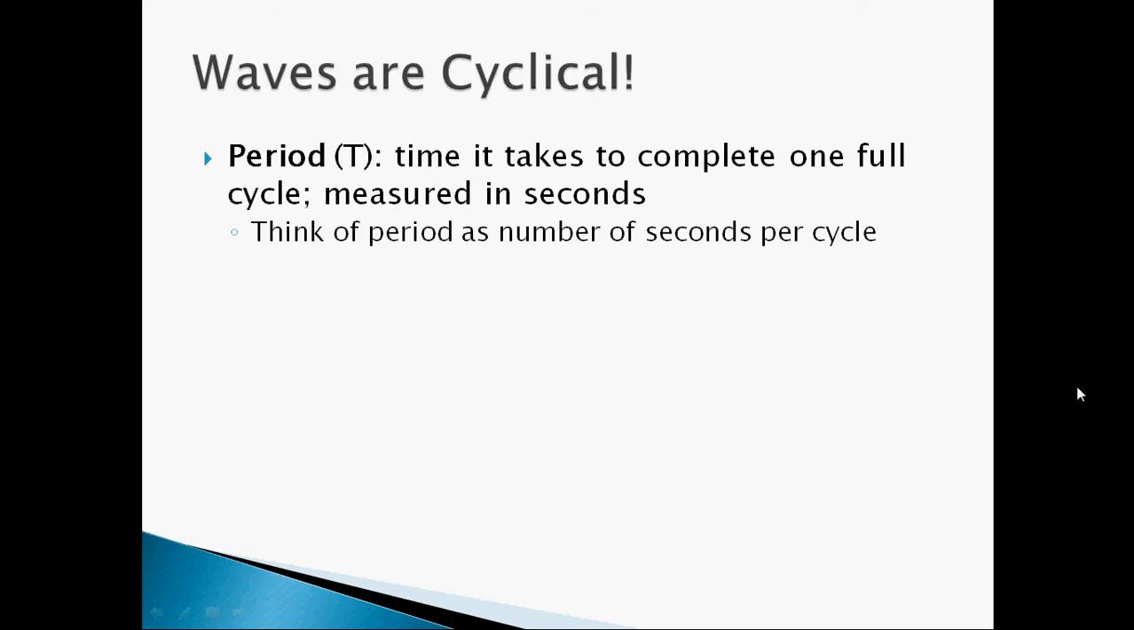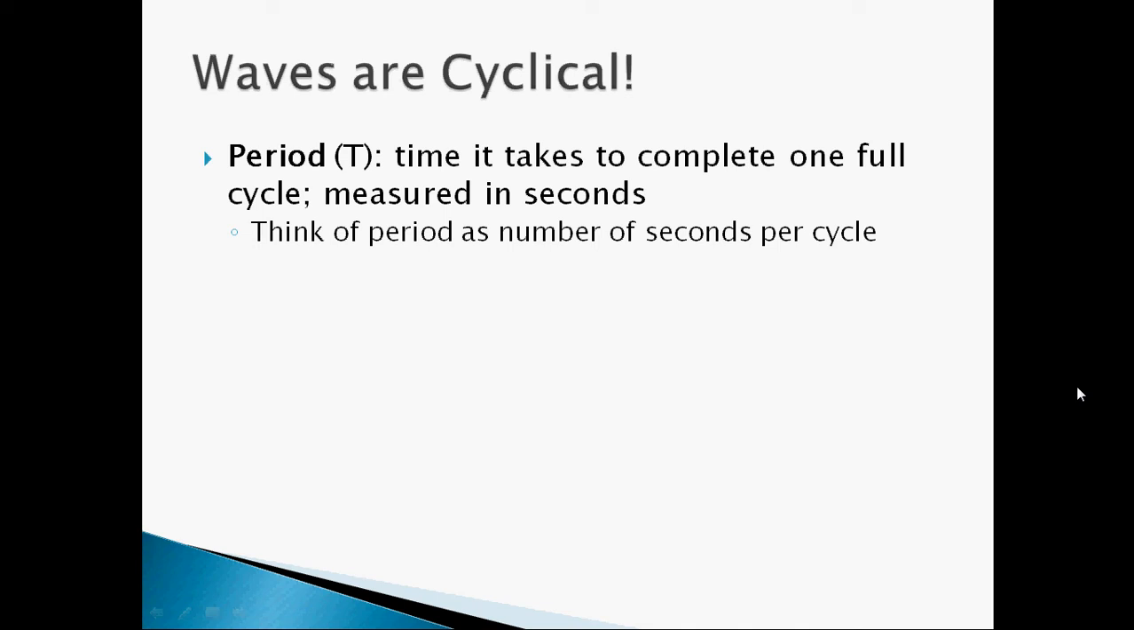Now, another key feature of waves is that they are cyclical. We see the same pattern repeating over and over in a wave. Because waves are cyclical, we can point out a couple other key features. First is the period, which is represented in an equation by a capital T. The period represents the amount of time it takes for a wave to complete one full cycle, so from crest to crest, for example, or from compression to compression.